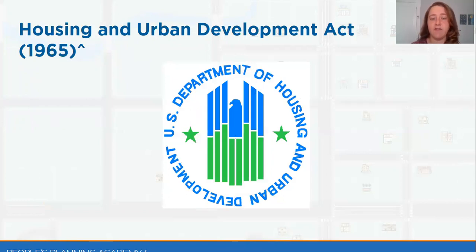In 1965, the Housing and Urban Development Act created the Department of Housing and Urban Development, a cabinet-level agency also known as HUD. This act also began the practice of providing subsidies to local public housing agencies to help make up the difference between revenue from rents and maintenance costs.